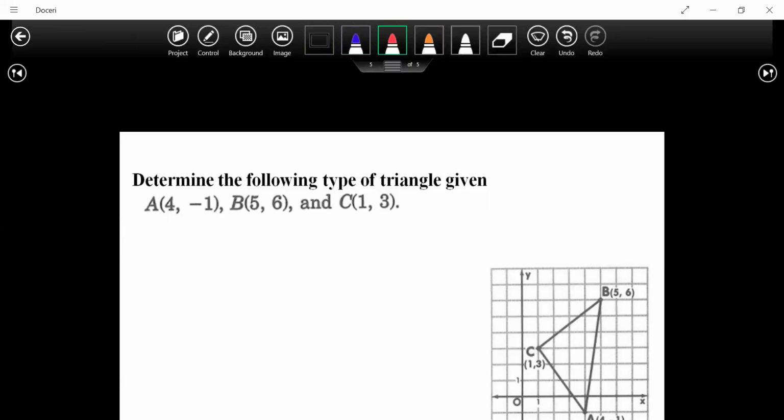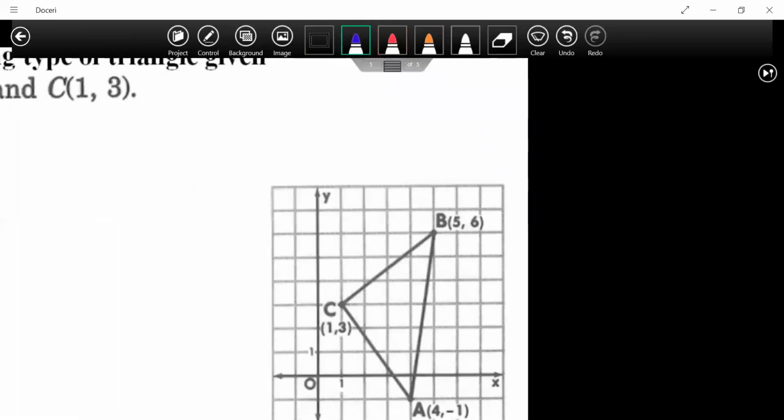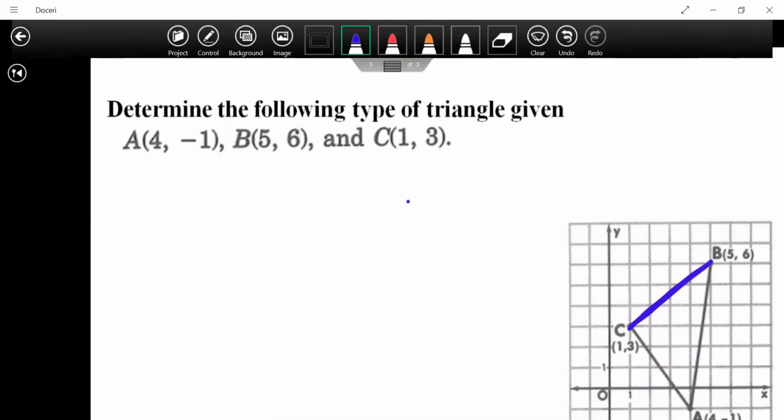I'm going to color coordinate mine. If you would like to do it on yours, I would highly recommend it. But let's go ahead and find the length of one of our sides. Let's look at CB. I'm going to mark this on its side, CB. So we're going to find the length of CB.